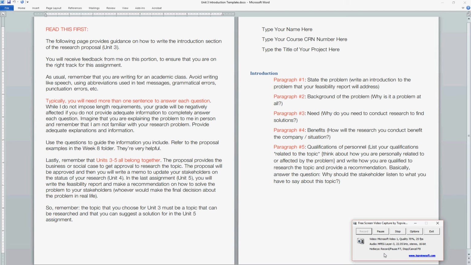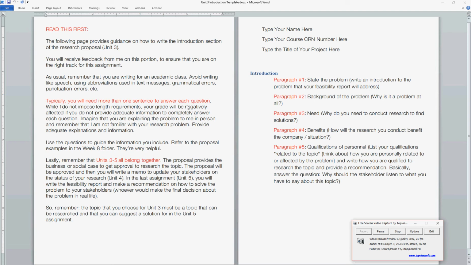There are several examples. There are 2 examples in the Week 8 folder, and there's 1 example in the Week 9 folder. Make sure that you take a look at those and really just follow those examples when you are developing your own document. Again, you have access to this, but I just want to go over a few things.